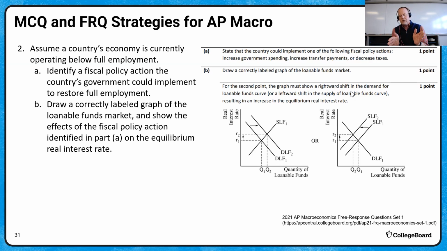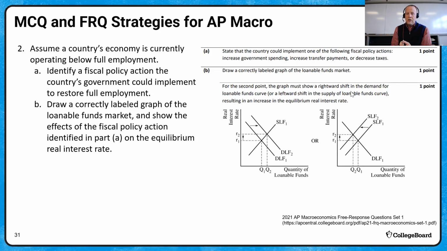Any of those three, you just have to state one of them, gives you the first point, 1 out of 5 points right there. Part B, draw a correctly labeled graph of the loanable funds market. Show the effects of the fiscal policy action identified in Part A on the equilibrium real interest rate.